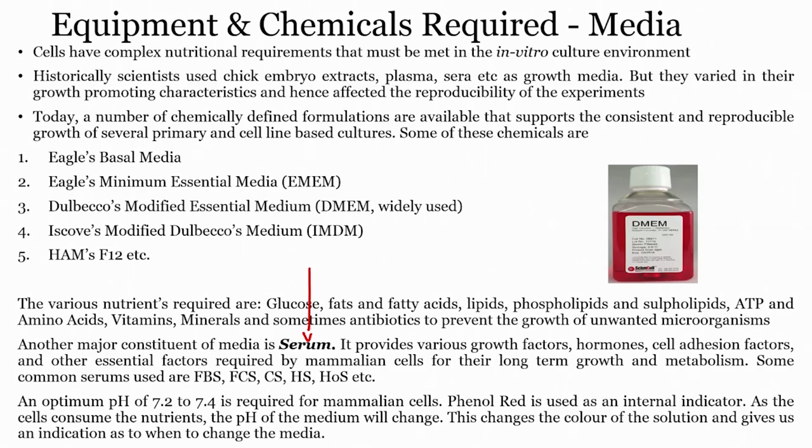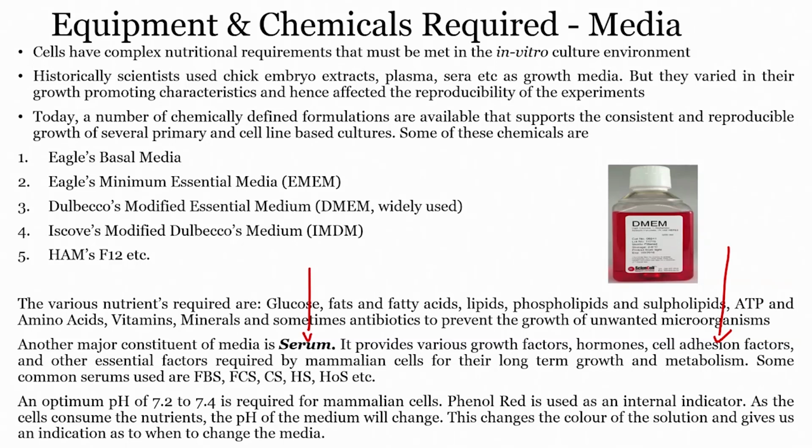So, what is the role of serum? It provides growth factors, hormones, cell adhesion factors, because the cell has to adhere to the base of the T75 flask or a tissue culture flask, and other essentials required by the mammalian cells for their long term growth and metabolism. Some common serums are FBS, FCS, CS, HS and HOS.